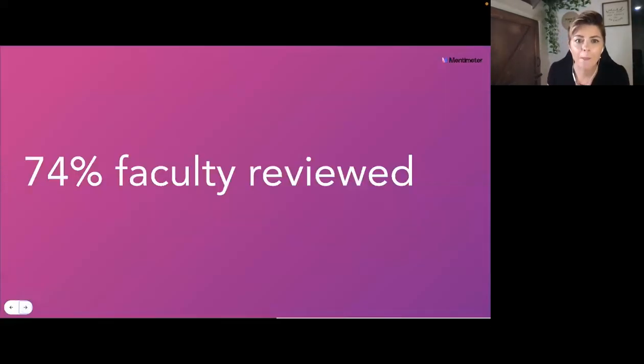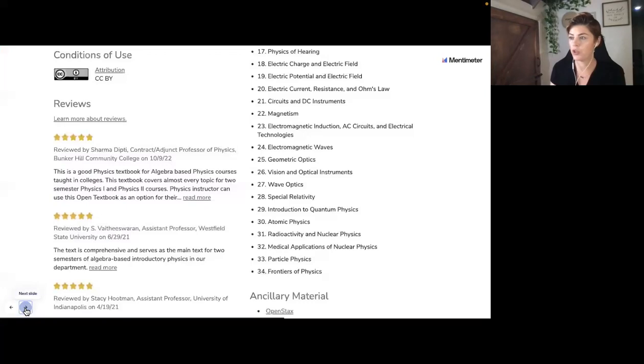A great thing about this kind of engagement strategy is we know it works. We know that when we invite faculty to complete that review, 74% of faculty do complete it. So it gives them an opportunity not just to peruse the open textbook library, but to actually engage with it and review an open textbook within their field, which is helpful for themselves, but also really helpful to contribute to the base of knowledge and information that's available for other folks within that open textbook library.